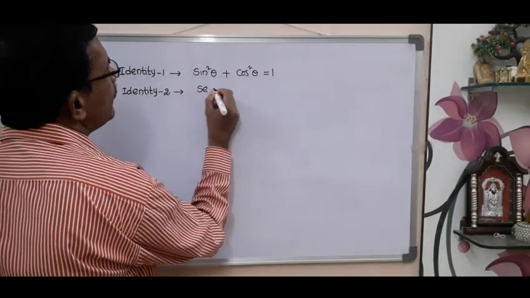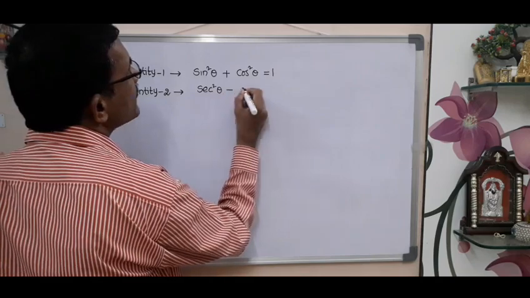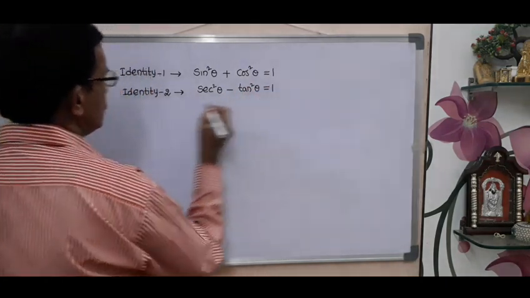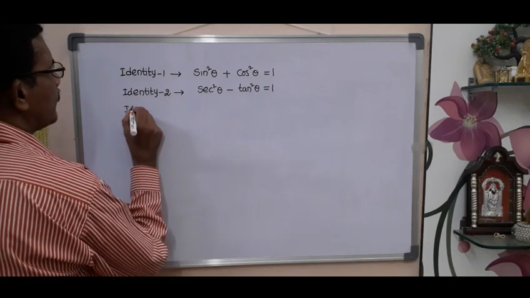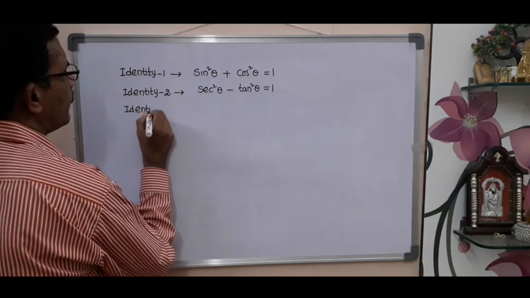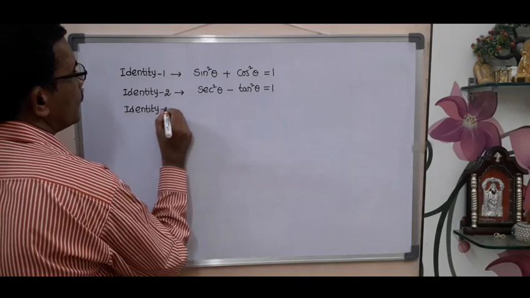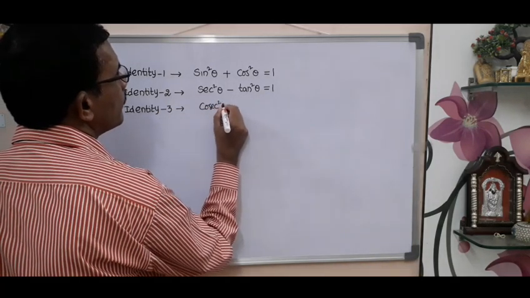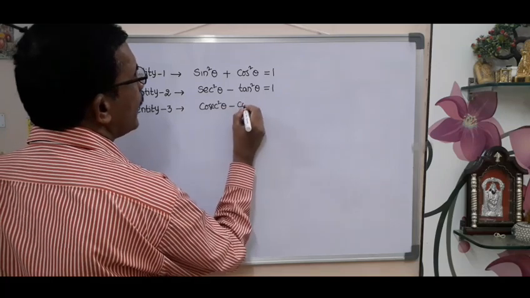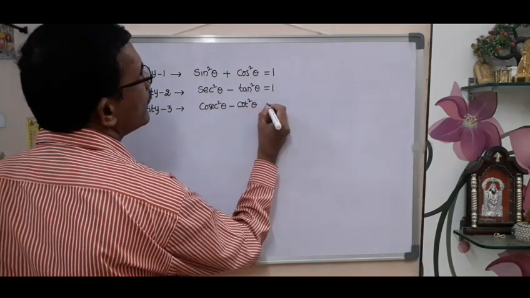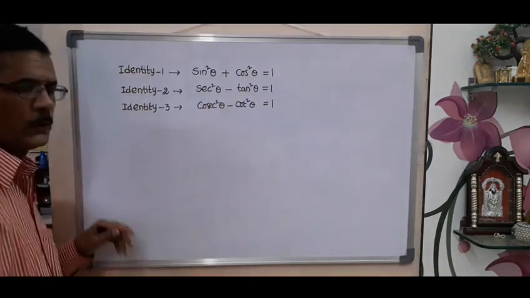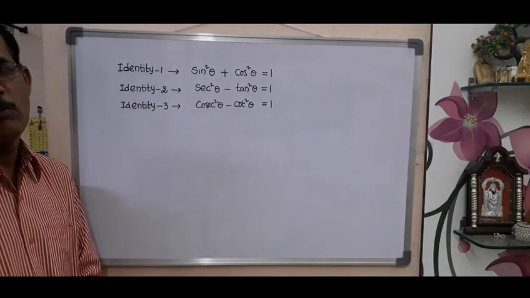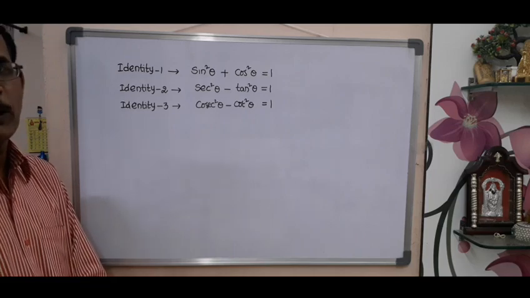Secant square theta minus tan square theta is equal to 1. Third identity: cosec square theta minus cot square theta is equal to 1. So we use these three identities to solve the problems given in exercise 8.4.